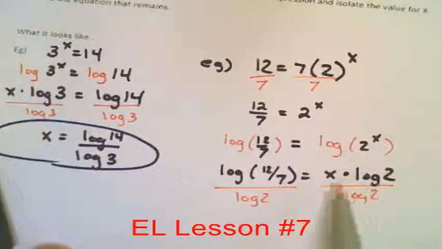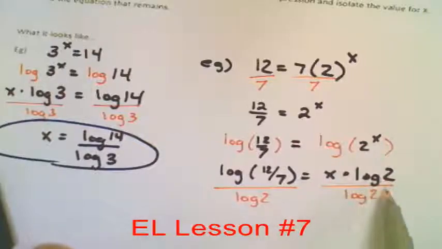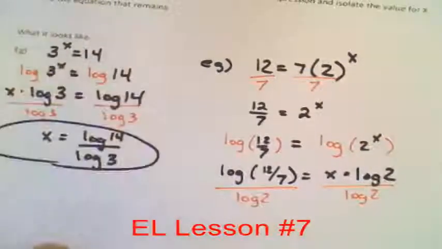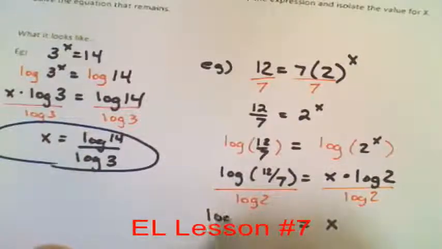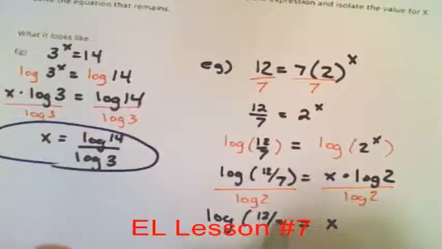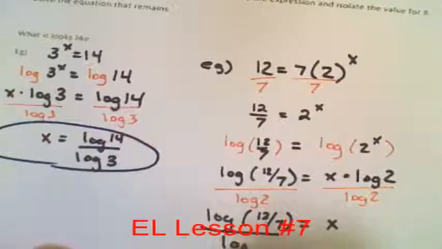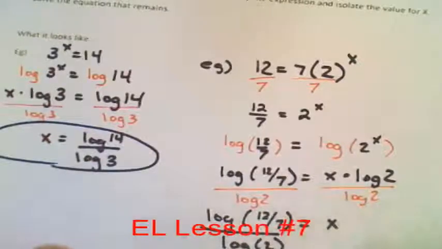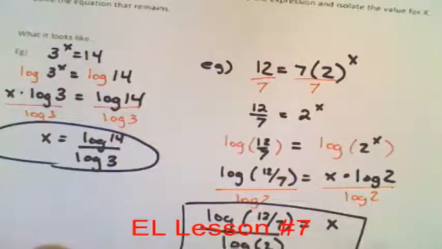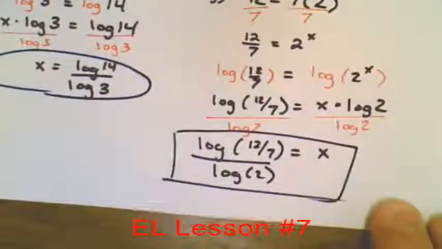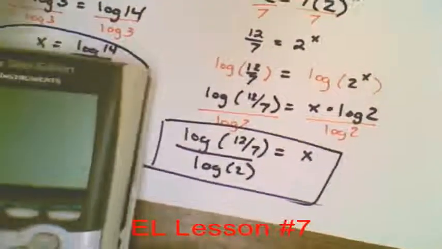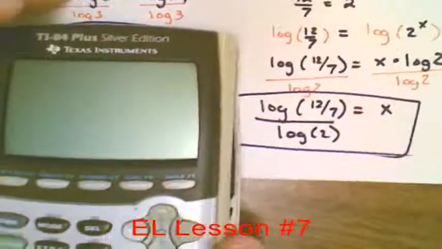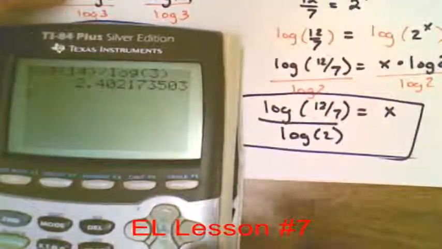Then from there, I'm going to divide by the log of 2. And the reason I divide by the log of 2 is because it's x times the log of 2, so I want to get that over to the other side. So I'm going to get x on one side, and it's going to be the log of 12/7 divided by the log of 2. There's my exact solution. Okay.